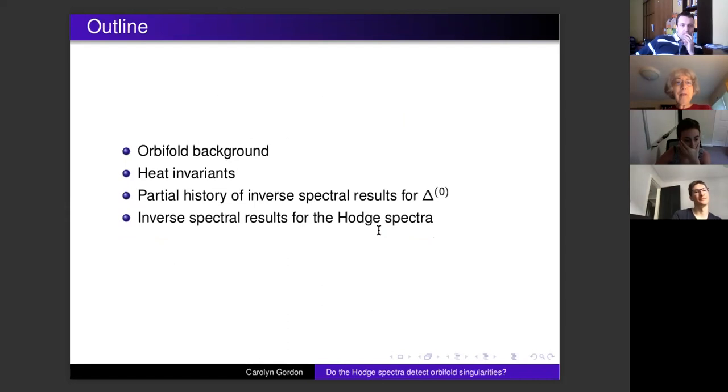So I'll first give a little bit of background on orbifolds and their heat invariants. Then we'll look at a partial history of results for the Laplace-Beltrami operator. And then we'll look at the new results for the Hodge spectra.